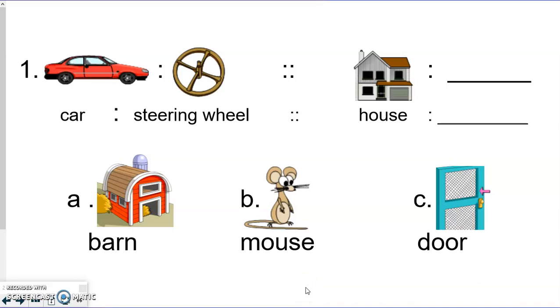All right, I hope you're showing me a 3 for C because the correct answer is door. Car is the whole, steering wheel is the part. House is the whole, door is the part. The relationship in this verbal analogy is whole to parts. Let's look at another one.